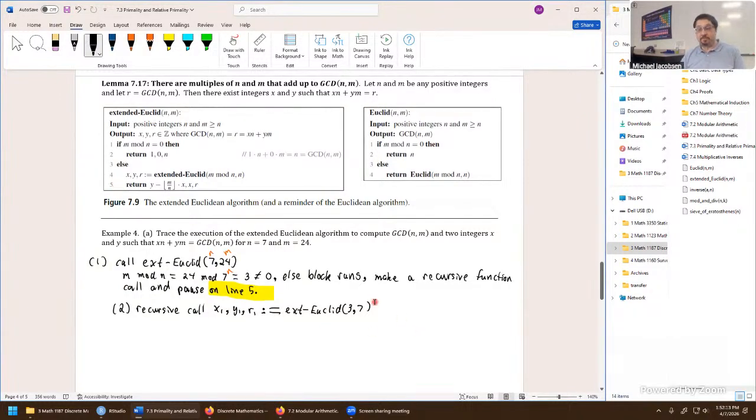So there's our next recursive function call. We're back at the top with a new n value, a new m value, and we have to trace through steps 1 through 5 once again. But any questions at all, folks, to this level?